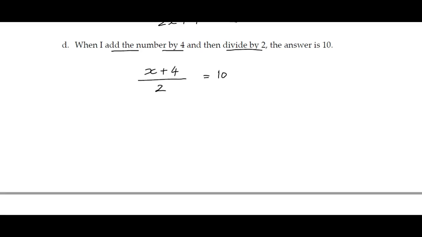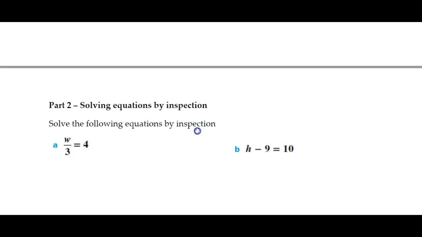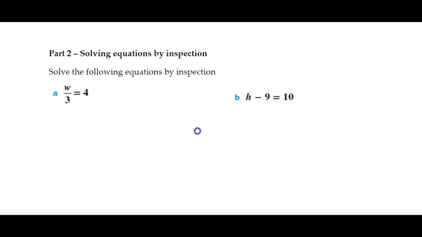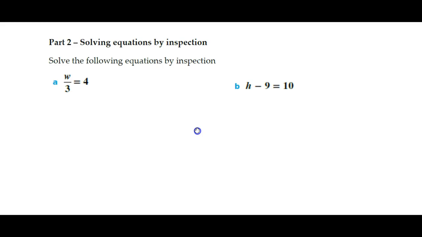So we have used our knowledge of algebra to develop some equations. Now, in part 2 of this lesson, we are going to solve equations by inspection. Let's have a look at this question. What does the word solve stand for? Basically, all they're trying to tell us by the word solve is to find the answer or the value of the pronumerals in the question.